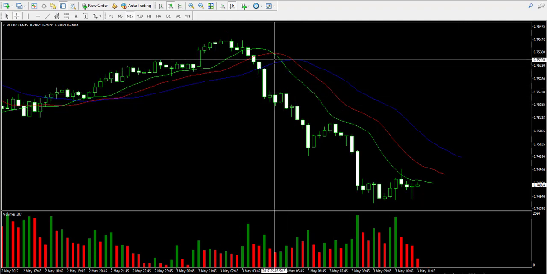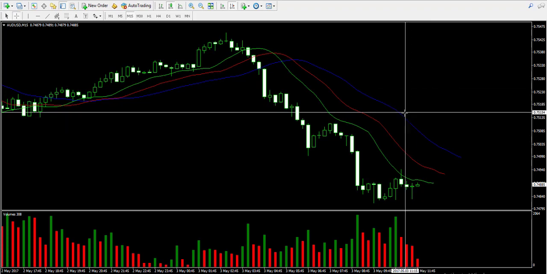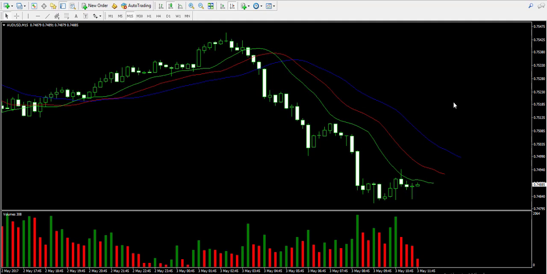The first one is the alligator indicator that consists of three lines which are based on moving averages. The first line is the blue line, which is called the alligator's jaw, and it is a 13 period smoothed moving average that is displaced by 8 bars to the right, to the future.